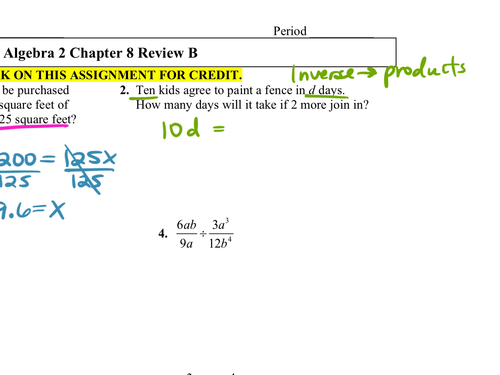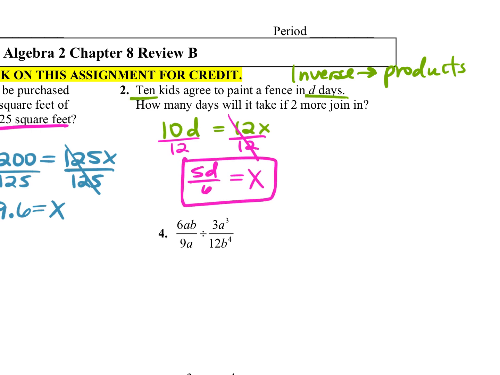And you set that equal to, so if we add 2 more people, what's our number? 12. Times your thing that you're solving for. How many days? Whenever you're solving for something, just call that X. Don't call it D again, because that mixes up what we're working with. They didn't use a number for D. So the idea is solve for X. Divide by 12, divide by 12. You get X equals 10D over 12, or that will reduce to 5D over 6. So just reduce that ratio, and you're good to go. Okay, questions on that?